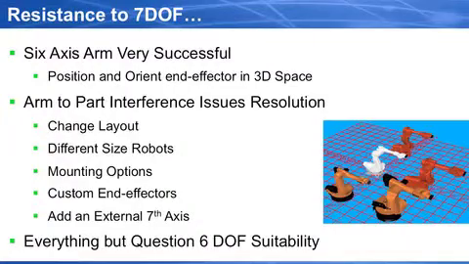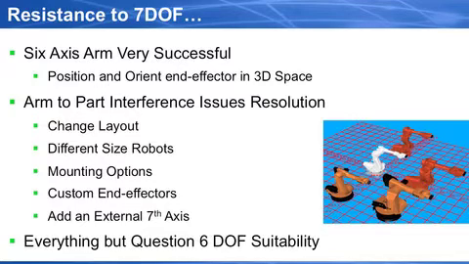Well, first we need to understand the resistance to the 7 degree of freedom machine. These 6-axis robots are very successful. They've found application in many industries. They've been quite reliable. But they do come with a price, and that is interference.